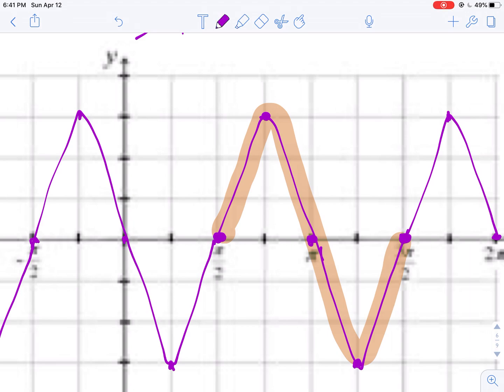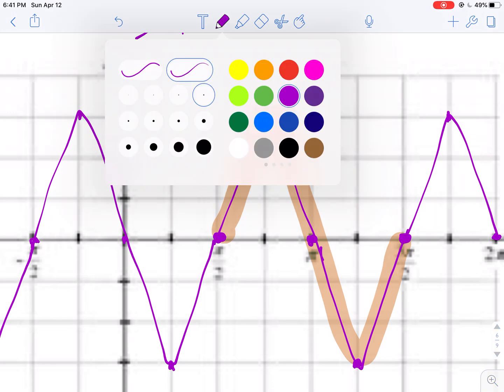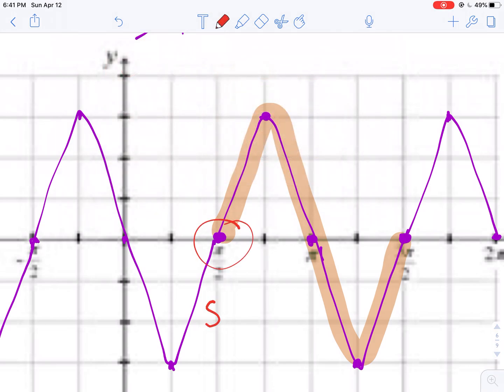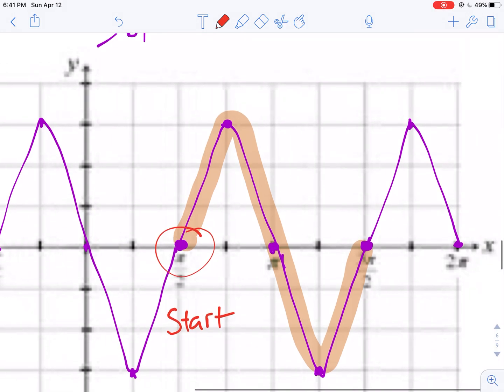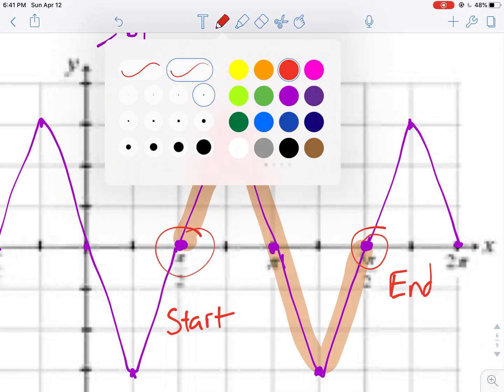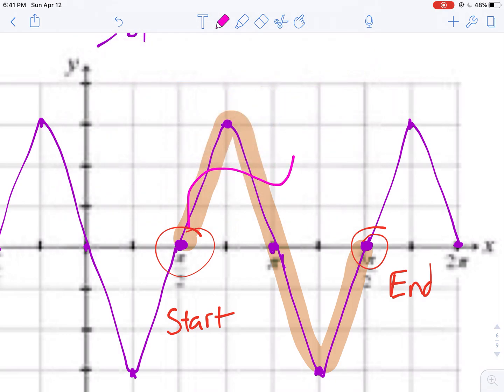And I look and I say to myself, oh, cool. My start is at pi over 2. My end is at 3 pi over 2. That's what I solved for. That's what it should have been. My distance between these is pi radians.